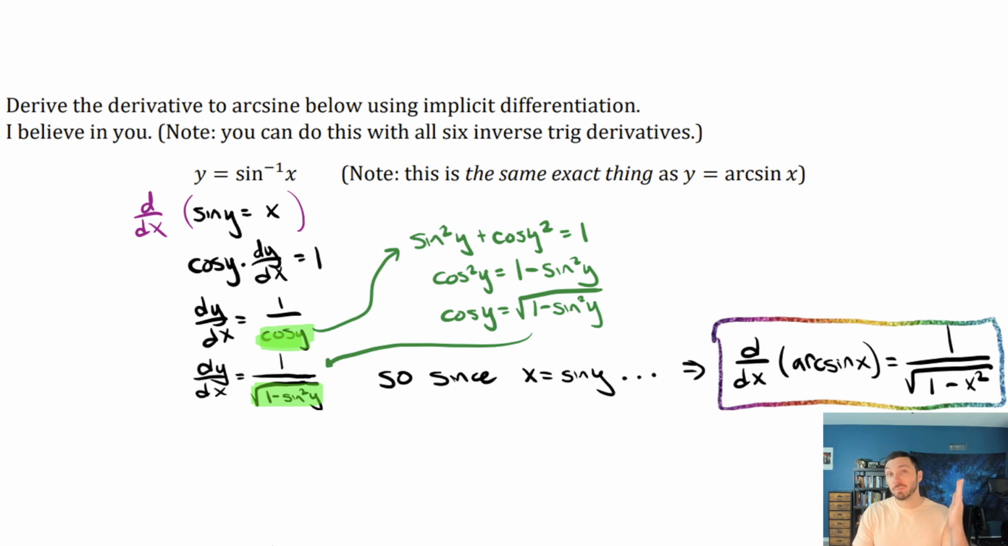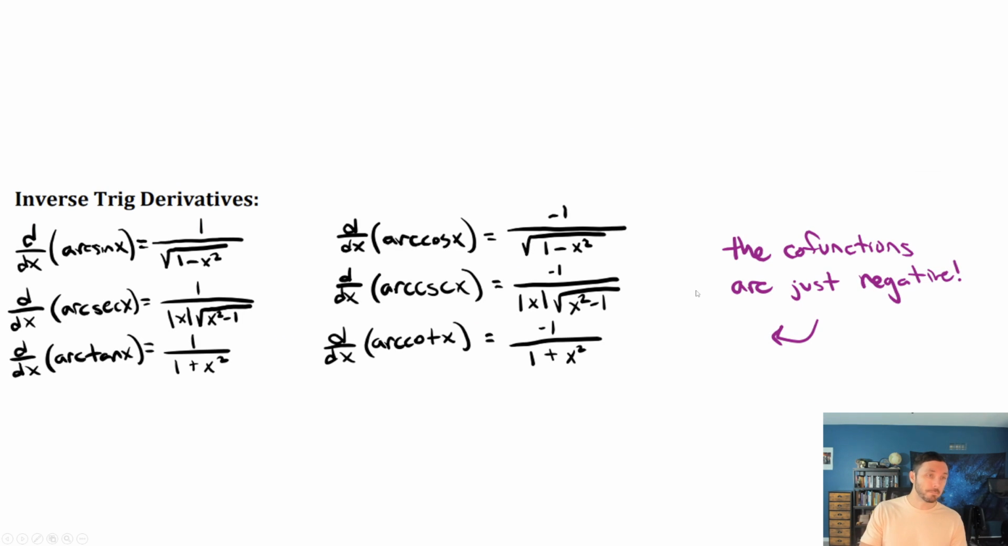All right, there's 5 more. Do you want to do all 5 more by hand, slowly, like this? No? Me neither. So here are all 6 inverse trig derivatives. Bam. Let's look at the patterns. Arcsine and arccosine look like they're the same, but arccosine is just the negative, so the co-function of sine, cosine, is just the negative version of that. Arcsecant is this monstrosity, good luck with that, and arccosecant is just a negative out front.